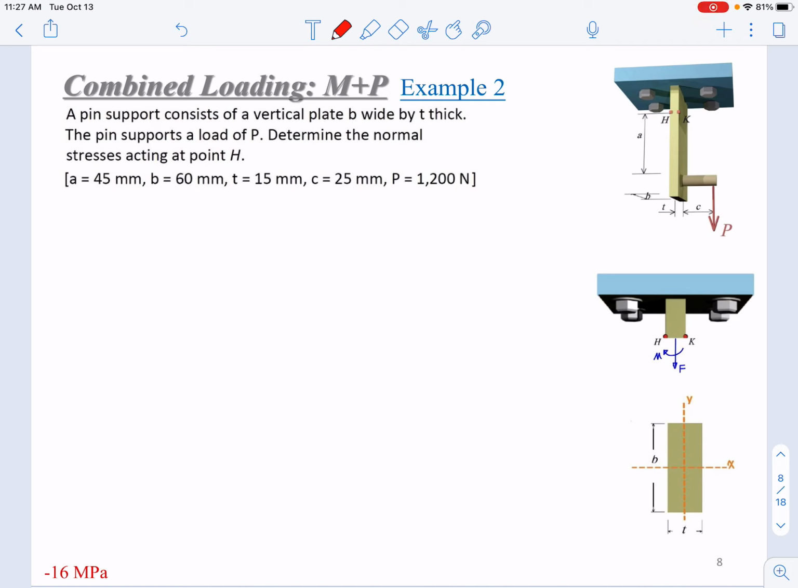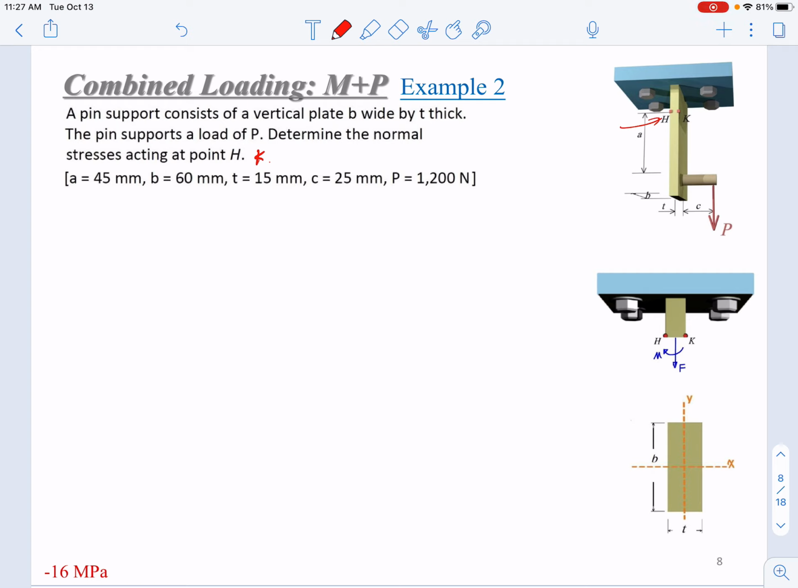In this example, we have a support that consists of a vertical plate with the size b times t. It's b wide and t thick. The support carries a load of P. Determine the normal stress acting at point H. The H is right here. And of course, we can also ask you to calculate the stress at point K.